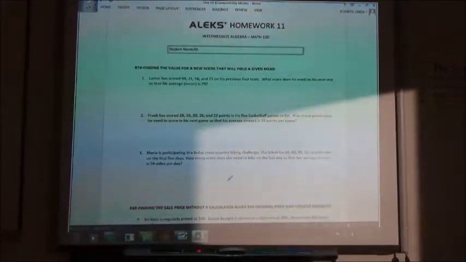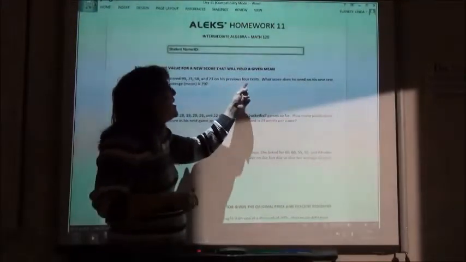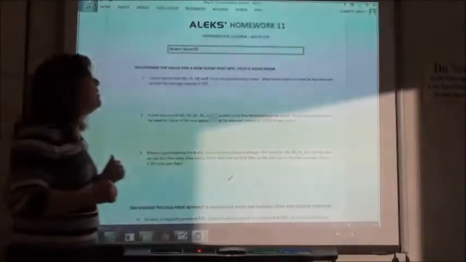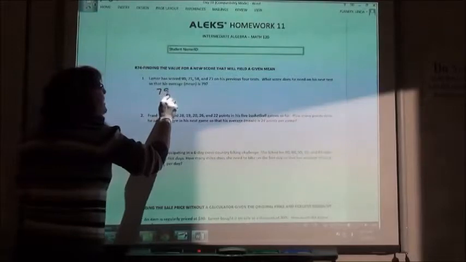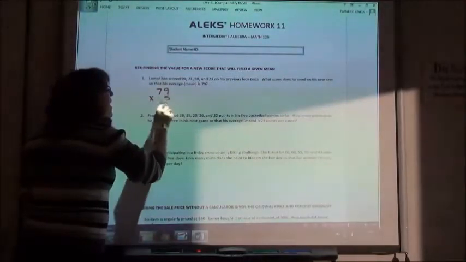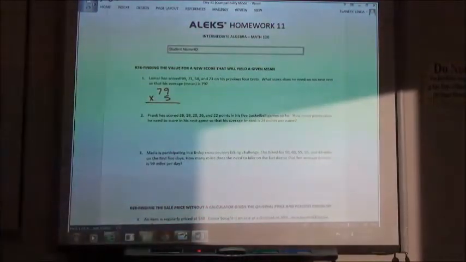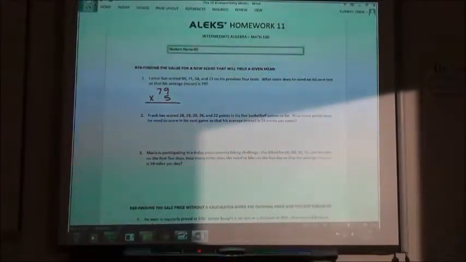So if I have taken 4 tests and I'm going to take another test, I'm going to take a total of 5 tests. I want my average to be 79, so it's like I got a 79 on all 5 of my tests. So the first thing I'm going to do is figure out how many total points I'd have to have an average of 79 in all of my tests. If you take 79 times 5, you would get 395.